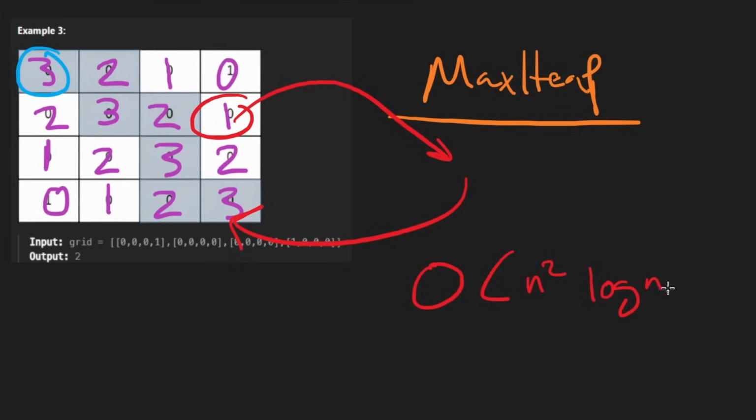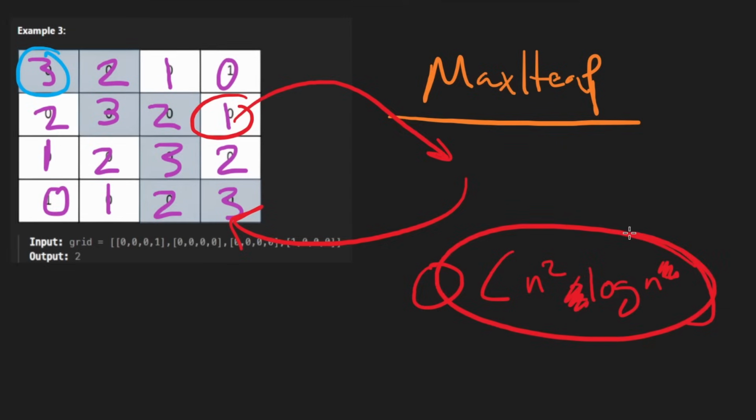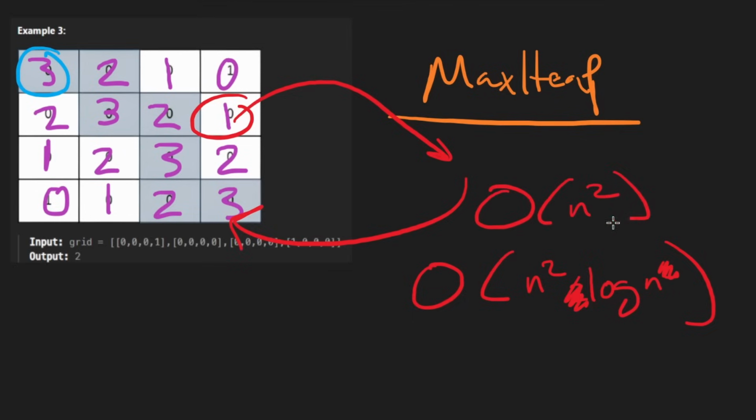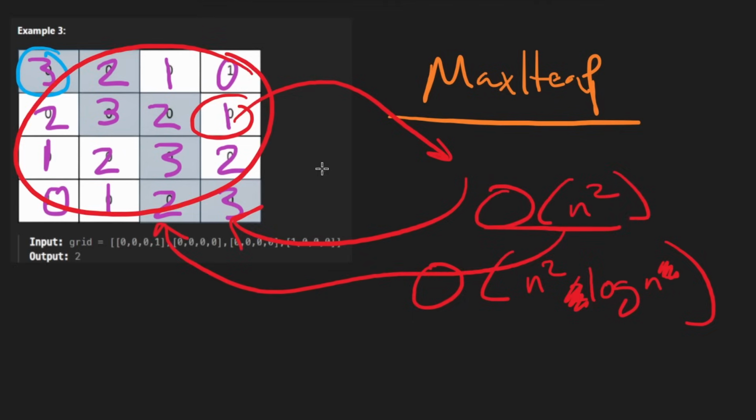You might think, well, isn't it log n squared? Because we're going to potentially add every single cell. Technically, yes, but if you're familiar with logarithms, you know that the 2 becomes a constant here, and then we don't really care about constants. So that's how I'm getting this time complexity. Space complexity, I think, is going to be n squared, because we're going to have this grid that we're going to be computing. So now let's code it up.